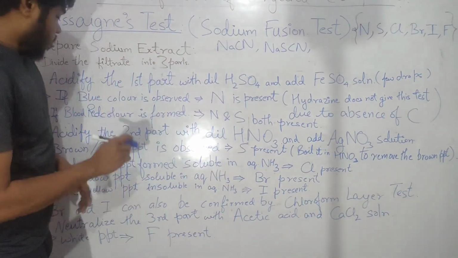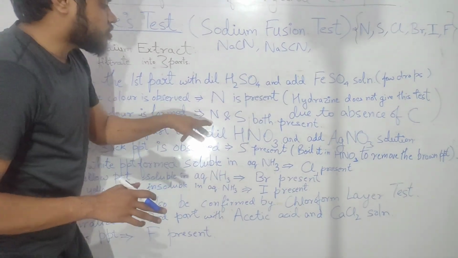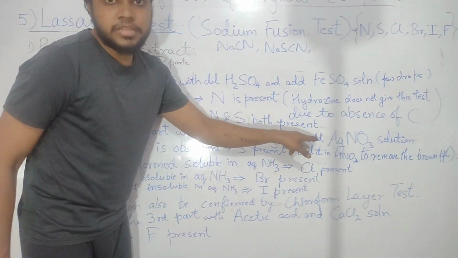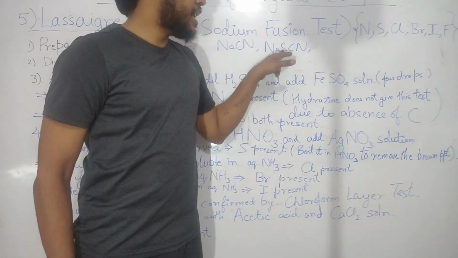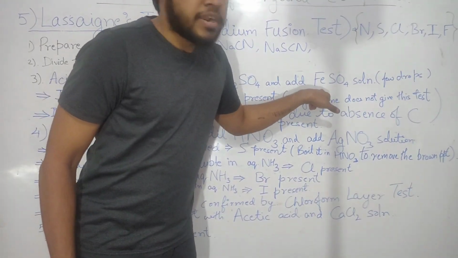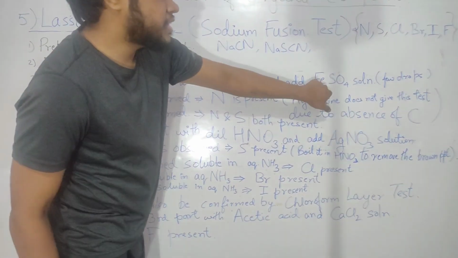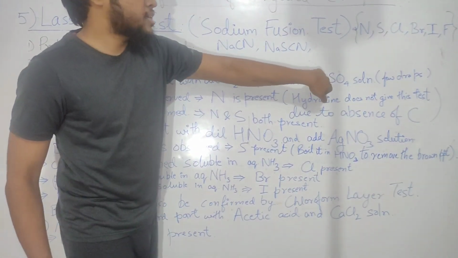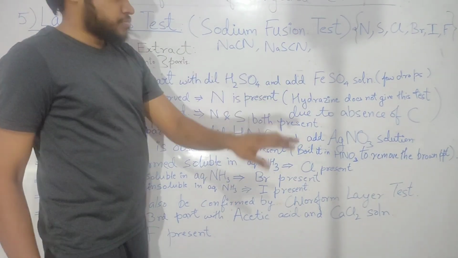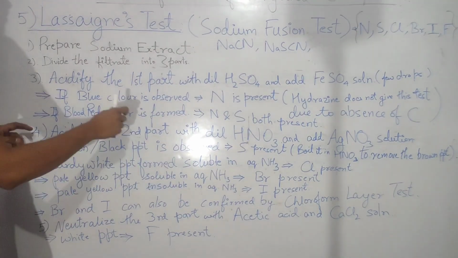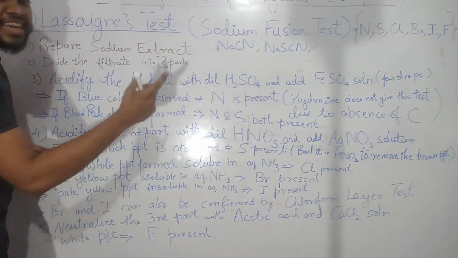Now, if blood red color is formed instead of blue color, it means that nitrogen and sulfur both are present, because then sodium thiocyanate is formed, and when it reacts with ferrous sulfate, it forms a blood red color, because the ferrous sulfate that we use is not pure. It has both ferrous as well as ferric ions. Then after we have performed this test, we come to the second part.